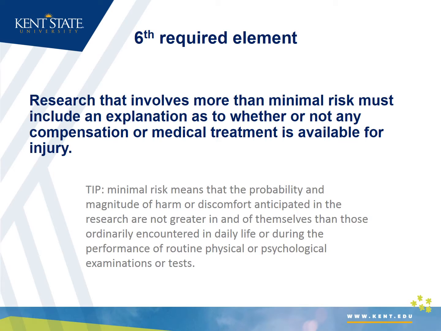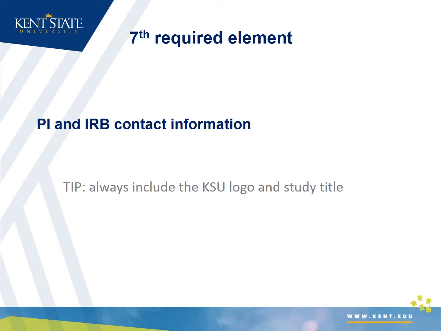Minimal risk is defined as the probability and magnitude of harm or discomfort anticipated in the research are not greater in and of themselves than those ordinarily encountered in daily life or during the performance of routine physical or psychological examinations or tests. The seventh element requires PI and IRB contact information. It's also important to include the KSU logo and the study title.